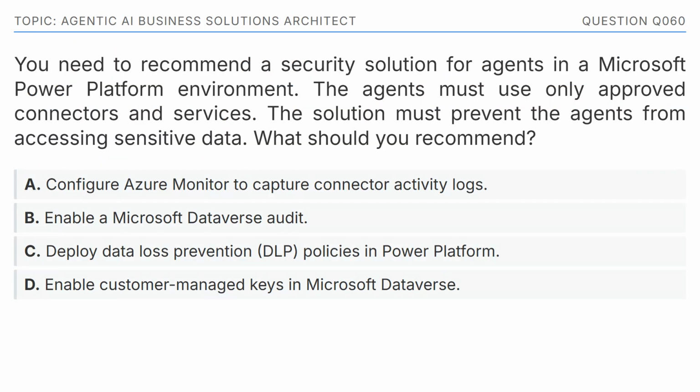You need to recommend a security solution for agents in a Microsoft Power Platform environment. The agents must use only approved connectors and services. The solution must prevent the agents from accessing sensitive data. What should you recommend? The options are Option A, configure Azure Monitor to capture connector activity logs. Option B, enable a Microsoft Dataverse audit. Option C, deploy data loss prevention (DLP) policies in Power Platform. Option D, enable customer managed keys in Microsoft Dataverse.